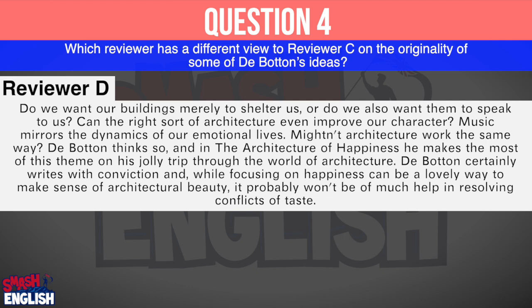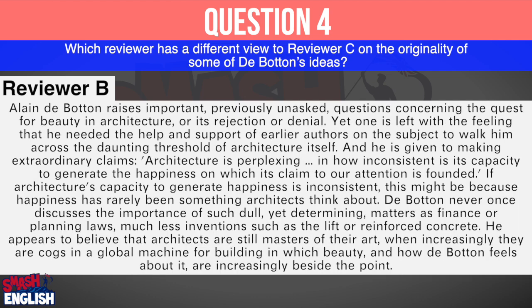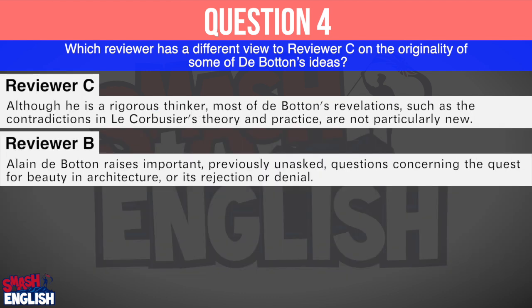So this leaves us with B. If we cannot find anything in B dealing with the originality of de Botton's work, then we have a problem. So, could you find anything? Luckily, I could. I found this. Alain de Botton raises important, previously unasked questions concerning the quest for beauty in architecture, or its rejection or denial. Now we just need to make sure that the sentences in C and B disagree with each other. If they do, B is our answer. So here are our sentences.